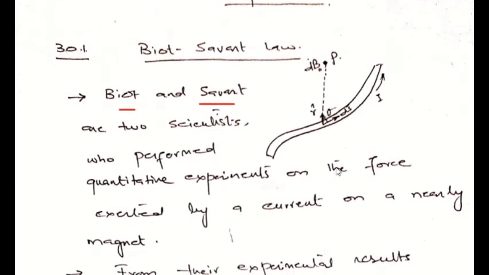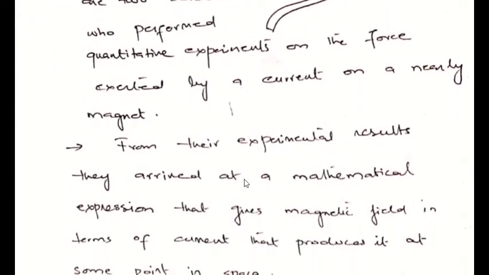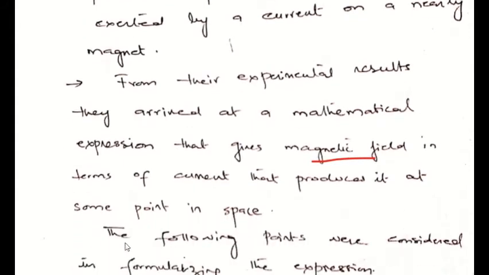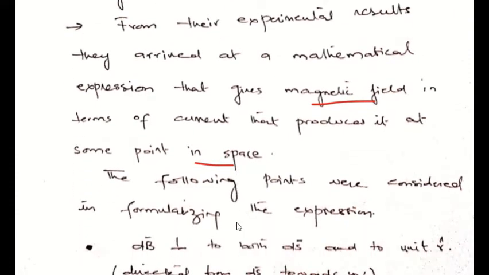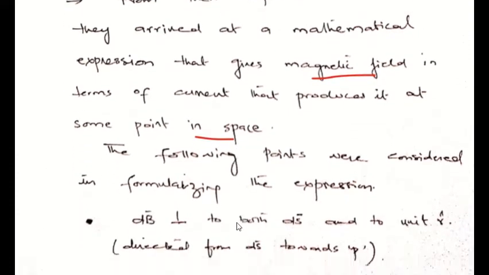So from their experimental result, they arrived at a mathematical expression that gives the magnetic field in terms of the current that produces it, at some point in space. Before formalizing, we have to consider the following points.